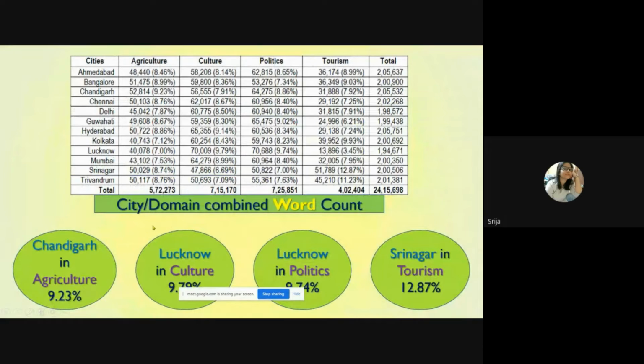Okay, so this is the city domain combined word count. Here we can see that Chandigarh has the highest data count in agriculture. Lucknow has the highest data count in culture as well as politics, and Srinagar has the highest data count in tourism. A lot of factors have influenced the word count here, and since the time span selected was from January to June 2021, we can see that Chandigarh rules the domain of agriculture. However, Srinagar will always rule the domain of tourism because it is one of the most popular tourist spots in India. So these are some of the factors influencing the city domain combined word count.